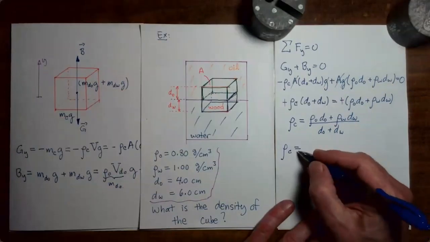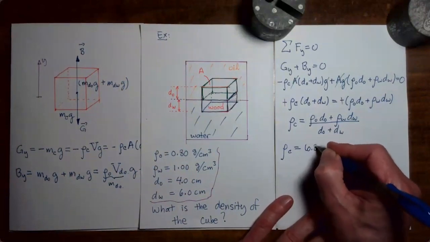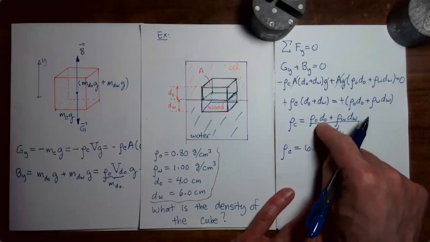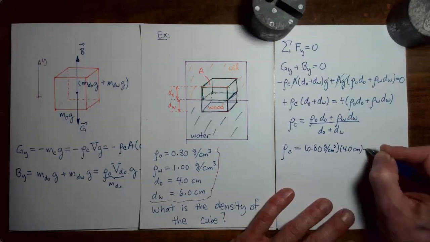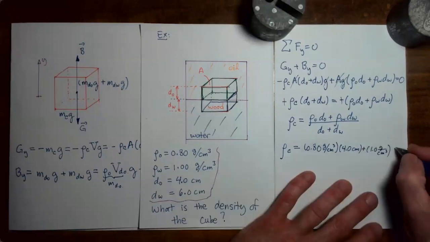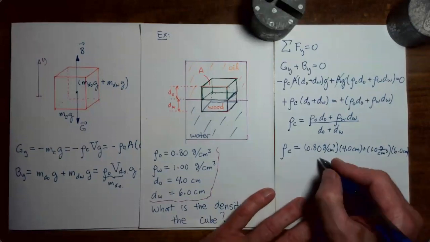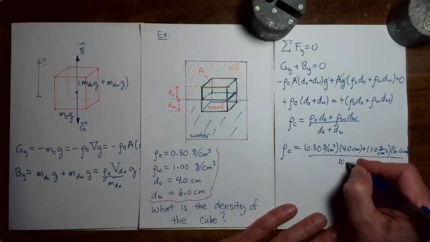So substituting now, I have density of the cube is density oil, 0.80 grams per cubic centimeter, dO, 4 centimeters, plus density water, 1 gram per cubic centimeter, dW, 6 centimeters. All of that over dO plus dW, 10 centimeters.